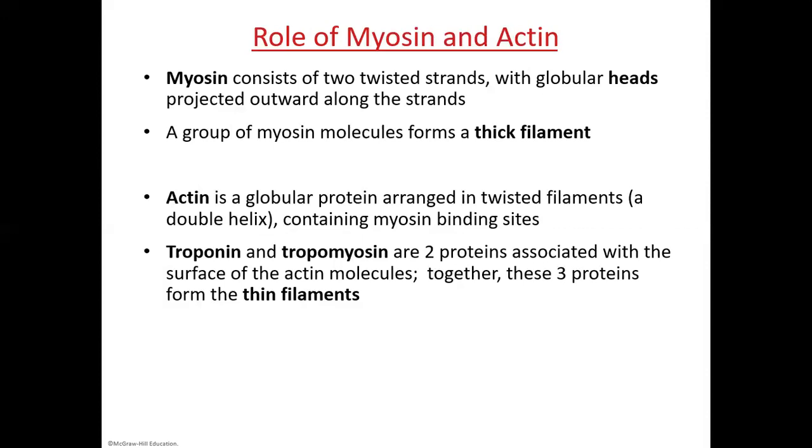Now, there are some other proteins involved here. One is called troponin, and the other is tropomyosin. These are found along the surface of the actin molecule, and they cover up and protect the binding site on the actin. So the thin filament is actually made up of three protein types, although there are several different protein molecules that make it up. And the thick filament is just made up of one protein type, the myosin.